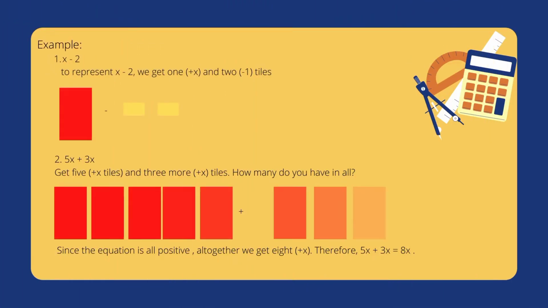Now, let's have an example. We have example number 1, x minus 2. To represent x minus 2, we get 1 positive x tile and 2 negative 1 tiles.